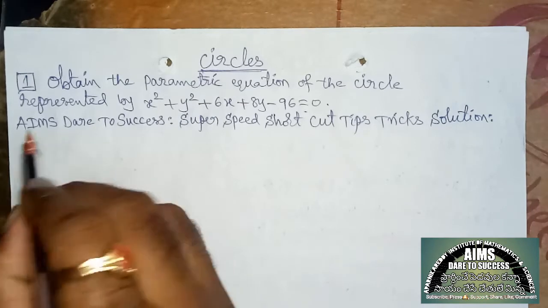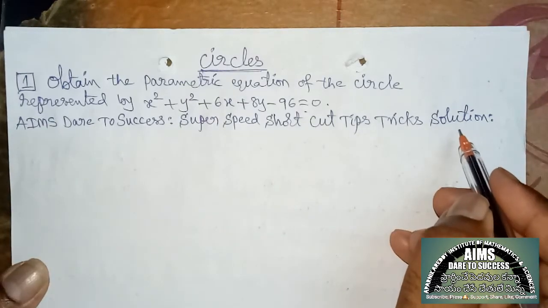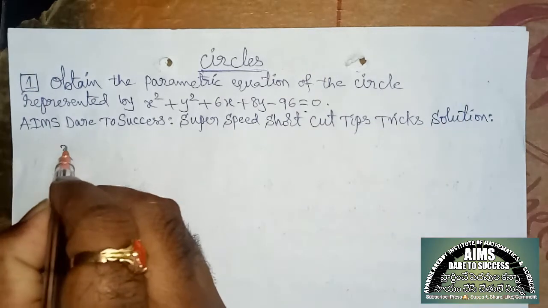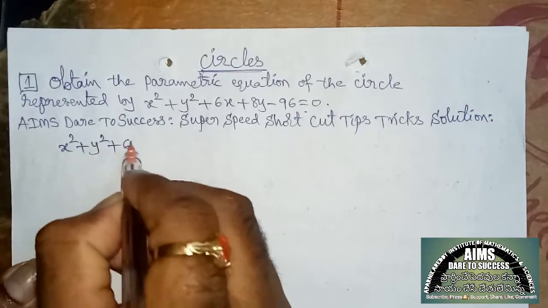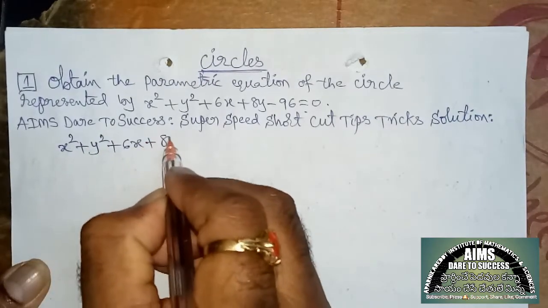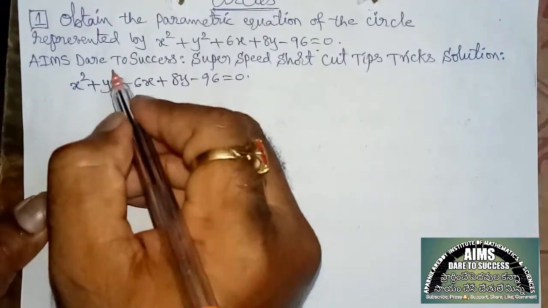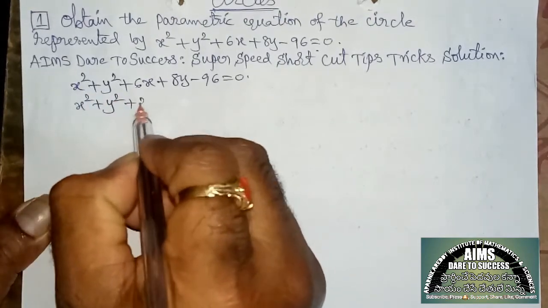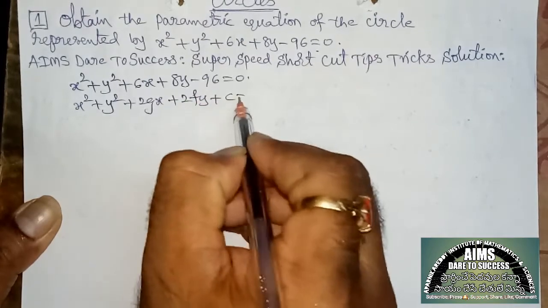So now I am writing the given equation of the circle: x square plus y square plus 6x plus 8y minus 96 is equal to 0. This is in the form of the standard equation of the circle, x square plus y square plus 2gx plus 2fy plus c equal to 0.